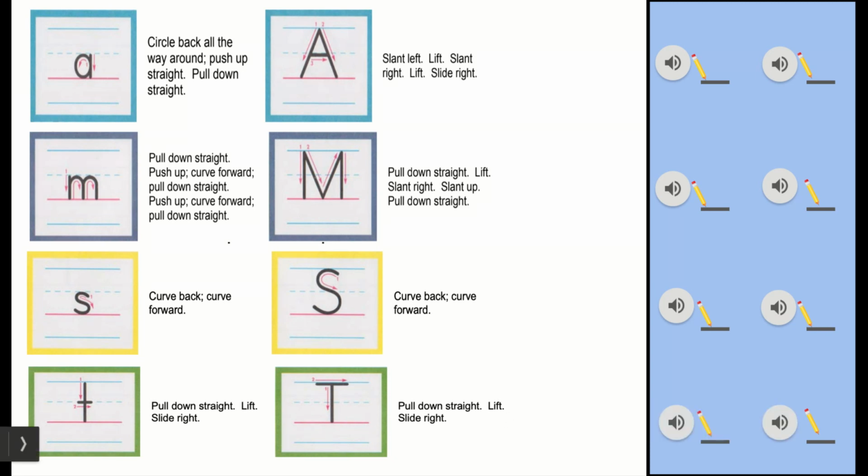Now let's check to see how you did. For the first sound, you should have written A for A. The second sound, T for T. The third sound, M for M. The fourth sound, S. The fifth sound, you should have written the letter T for T. The sixth sound, the letter S for S. The seventh sound, A for A. And the last sound, M, is the letter M.